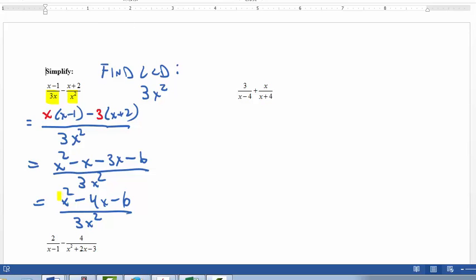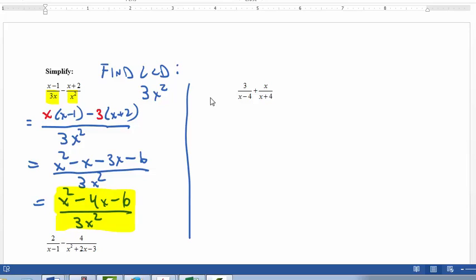And this would be your solution here. This is now simplified. X squared minus 4x minus 6 over 3x squared. Now you might ask, well, can I factor that numerator? Even if it did factor, nothing's going to cancel with it in the denominator, so you can just leave it like that. But it doesn't factor anyway, because there's nothing that'll multiply to negative 6 and add to negative 4. Okay?